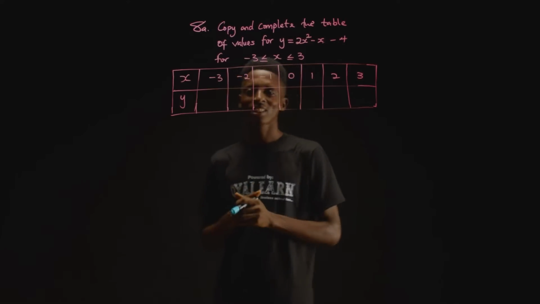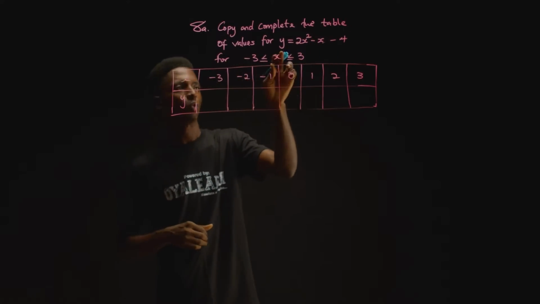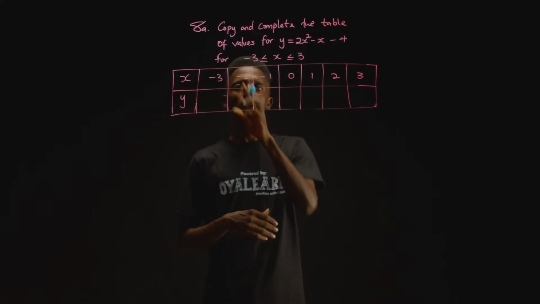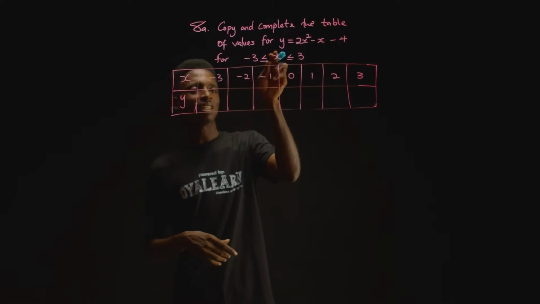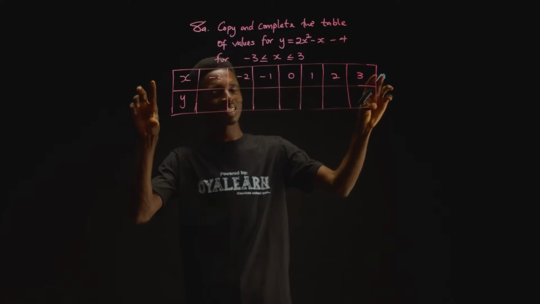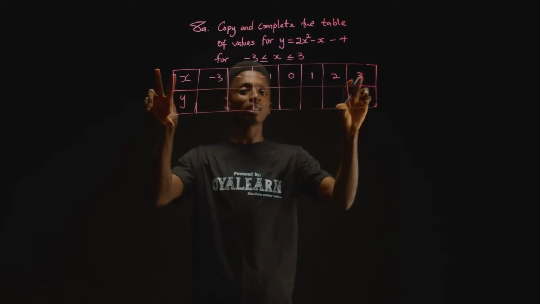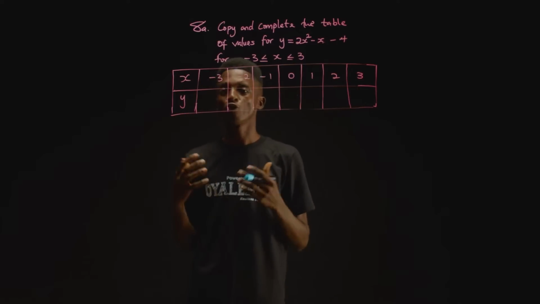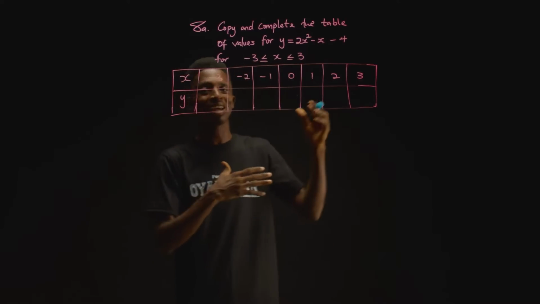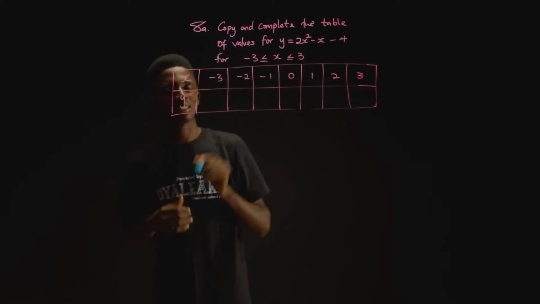Question 8 starts by telling us to copy and complete the table of values for y equals 2x squared minus x minus 4, for when we have minus 3 less or equal to x less or equal to 3. And then it goes on to give us this incomplete table. However, take note, sometimes this incomplete table may not be given to you and you will have to draw it out yourself. So how to know where to start from x and where to end your values of x depends on this inequality you are given.